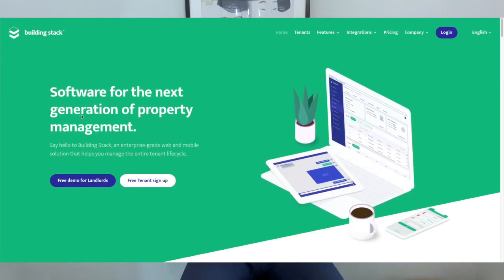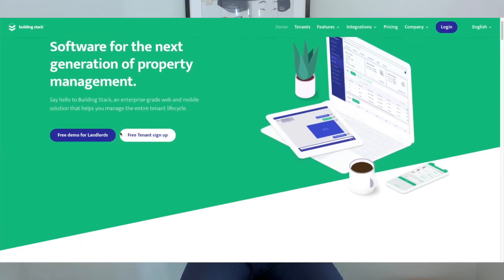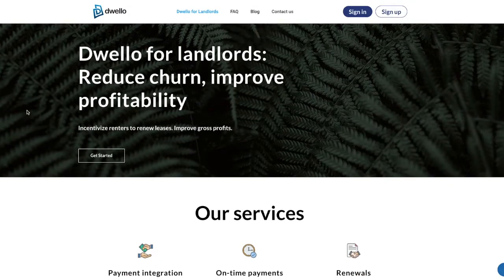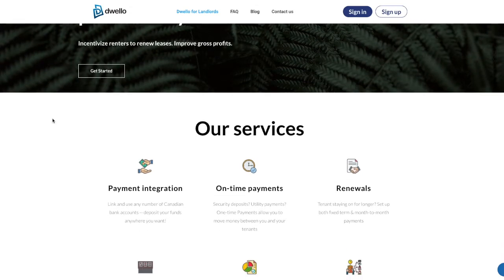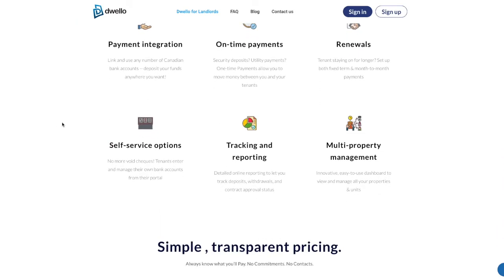And the cool thing is that the software that we're using is very inexpensive. There are two different ones that are very popular and very easy to use. The first one is Dwello, and the second one is Building Stack. Dwello only charges you $3.50 per transaction, which is awesome. So basically every property you have, you're paying just a couple bucks and you're making sure that the payments are coming in on time. It saves you so much time. It saves you the stress of worrying about the payments, and it's worth every single cent in my opinion.